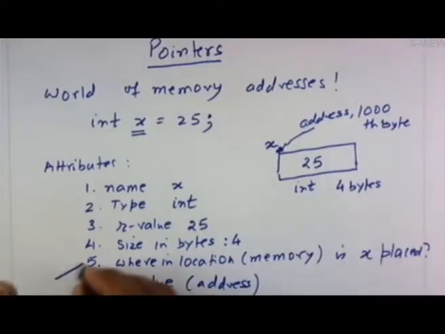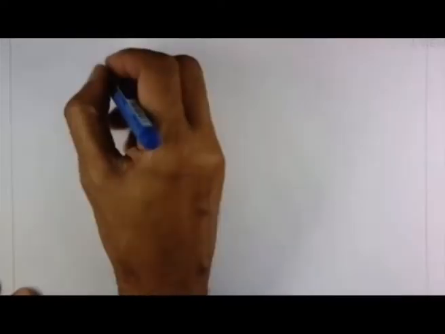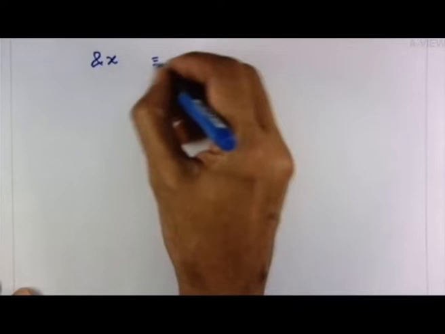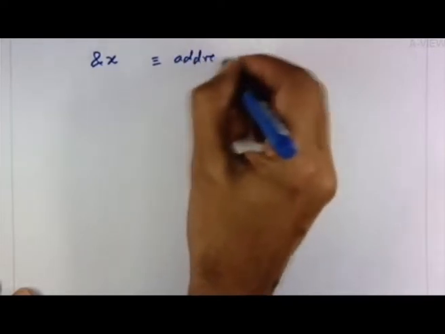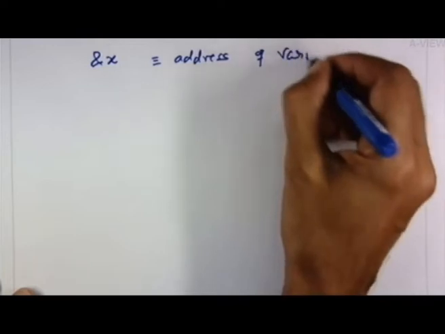So now the rest of my discussion is on L values of objects, which we'll also call pointers. The first thing you need to know: when you introduce any object, you have a special operator called the ampersand operator, which gives you the address of X, variable, object, whatever you want to call it.